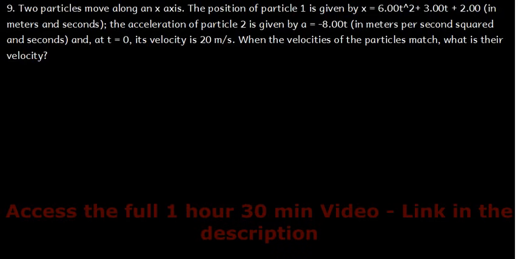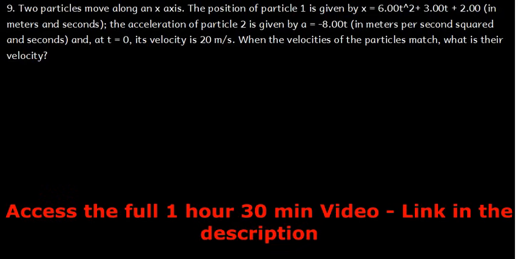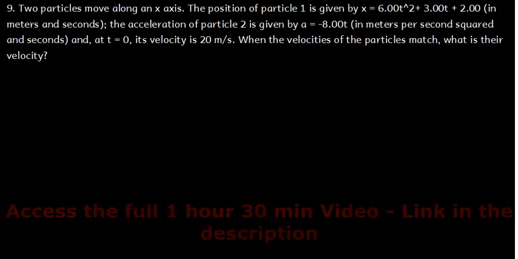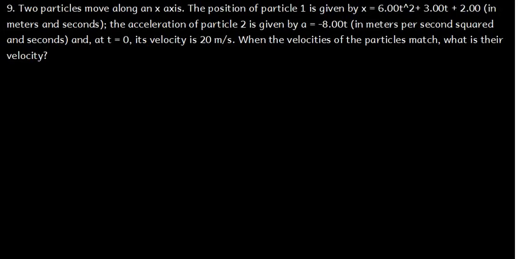Add this number 9. Two particles move along an x-axis. The position of particle 1 is given by x is equal to 6t squared plus 3t plus 2, which is in meters and seconds. So they're talking about the displacement is in meters, the time is in seconds. The acceleration of particle 2 is given by a is equal to negative 8t in meters per second squared. Okay, at t is equal to 0, its velocity is 20 meters per second. When the velocities of the particle match, what is their velocity?